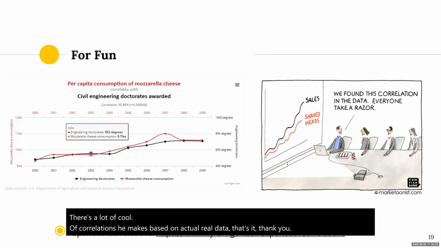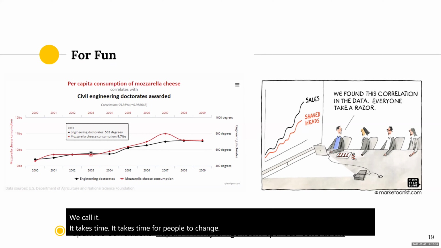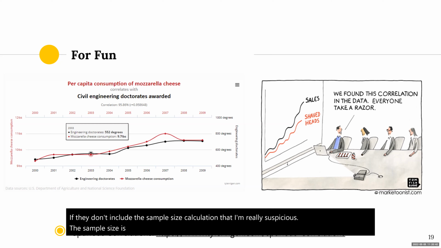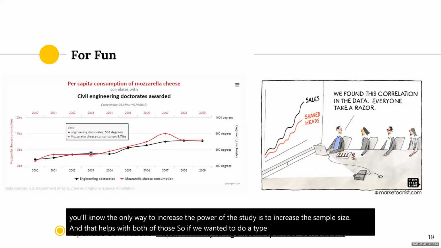We call these, yeah, it takes time for people to change. If they don't include a sample size calculation, then I'm really suspicious. The sample size is very important. And if we do one of these on type 1 and type 2 errors, you'll know the only way to increase the power of a study is to increase the sample size, and that helps with both of those. So if we wanted to do a type 1, type 2 error one, we can definitely do that.